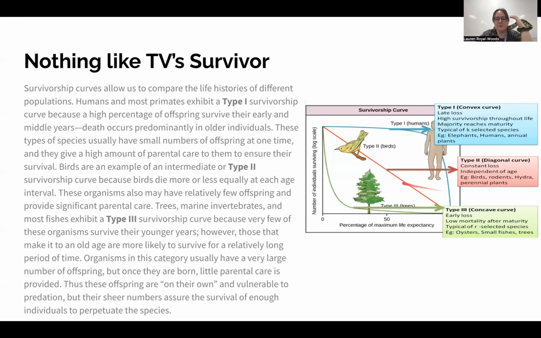Anyway, so type 2, on the other hand, has kind of just a straight slope. And the reason is because it's a constant loss. For every birth, there's always a loss. So it kind of equals out and then dumps off. So basically, birds die more or less equally at each age. So they have few offspring and provide parental care.